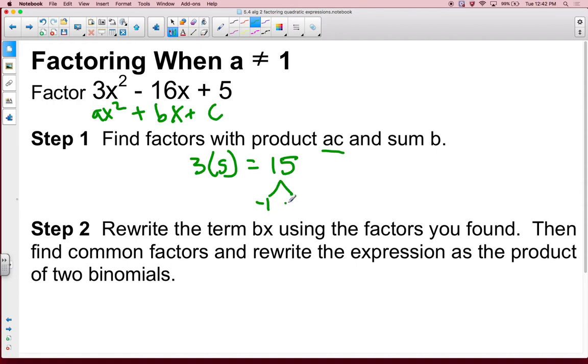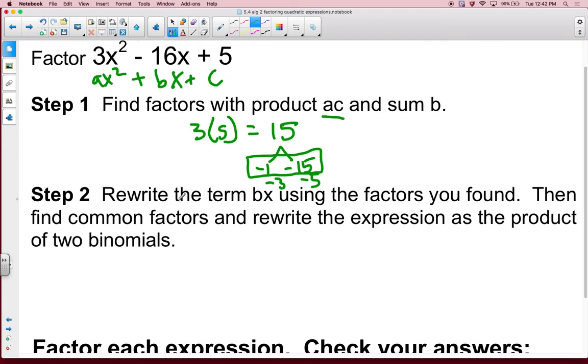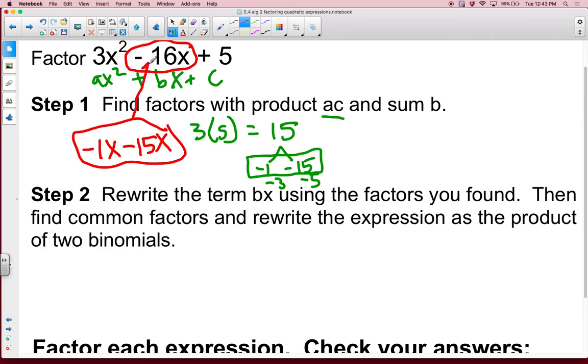Is it negative 1 and negative 15? Or is it negative 3 and negative 5? So the one that works is the negative 1 and negative 15, because negative 1 minus 15 is negative 16. All right, the next step here is we're going to rewrite the bx term. So we're going to replace this negative 16x here with the 2 we just found, the negative 1x minus 15x. I'm going to replace this here and just rewrite it.